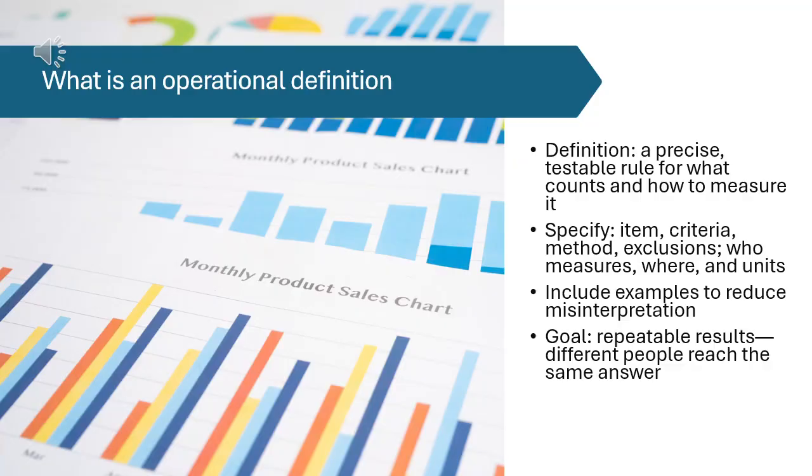An operational definition is a precise rule for what counts and how to measure it. It removes guesswork. It defines the item, the criteria, the method, and any exclusions. It states who measures, where, and in what units. It includes examples to reduce misinterpretation. The result is repeatable measurement. Different people using the rule should get the same answer. That is the test of a good definition.